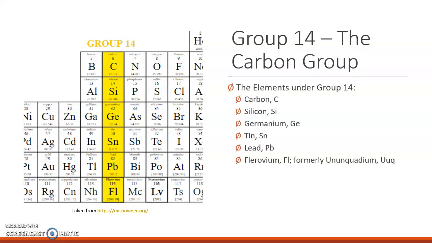The elements under group 14 are carbon, silicon, germanium, tin, lead, and flerovium, formerly known as ununquadium. Elements under the carbon group are known to have 4 valence electrons, which means that they have 4 electrons on their outermost shell. The carbon group also possesses one nonmetal and a metalloid in its series, while the rest are metals. Let's now go over the individual elements of group 14.